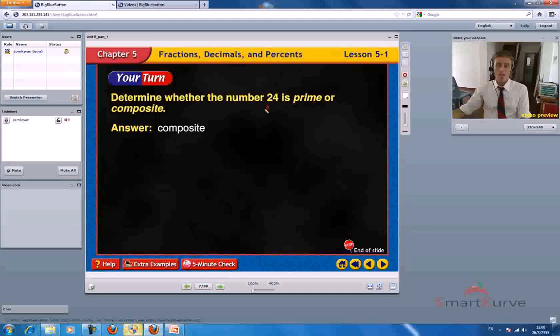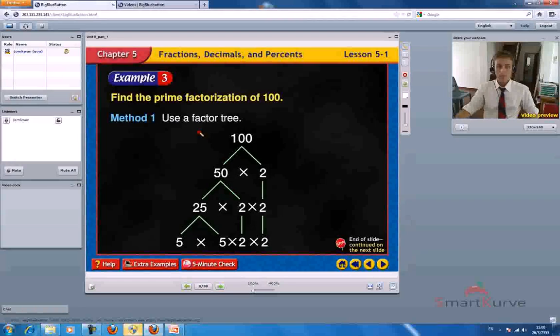Determine whether the number 24 is prime or composite. Write factors. 24 is divisible by 1, by 2, by 3, by 4, by 6, by 8, and so on. If it's divisible by anything other than 1 and itself, it is composite. It is a composite number.